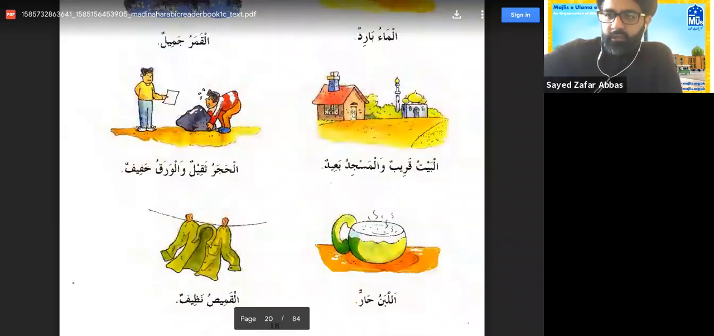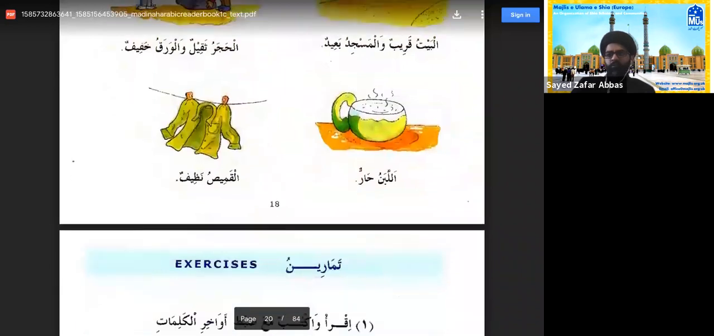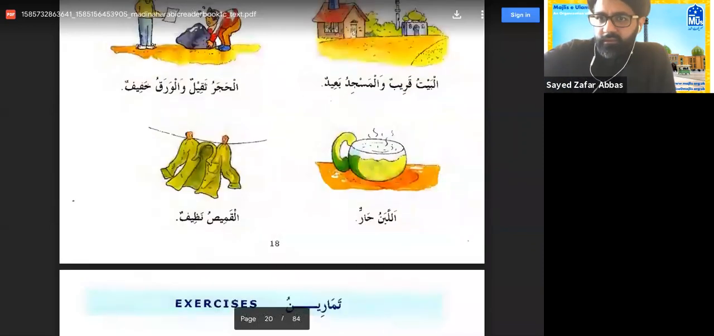Thank you. And then we have Al-Hajar al-Thaqil wal-Waraq al-Khafif. So if somebody wants to help us out, what do you think that this sentence means? The stone is heavy and the paper is light. Hold on. The rock is heavy and the paper is light. Either. Al-Labanu Har and Al-Qamithu. The milk is hot.